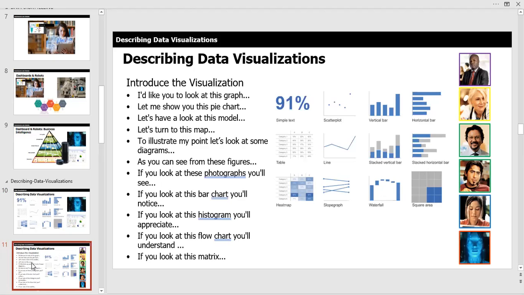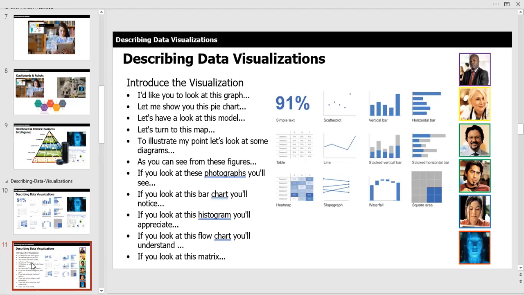I'd like you to look at this graph. Let me show you this pie chart. Let's have a look at the model. Let's turn to the map. To illustrate my point, let's look at some diagrams. I can see from these figures. These are all examples of ways that you can initiate the conversation about your findings.